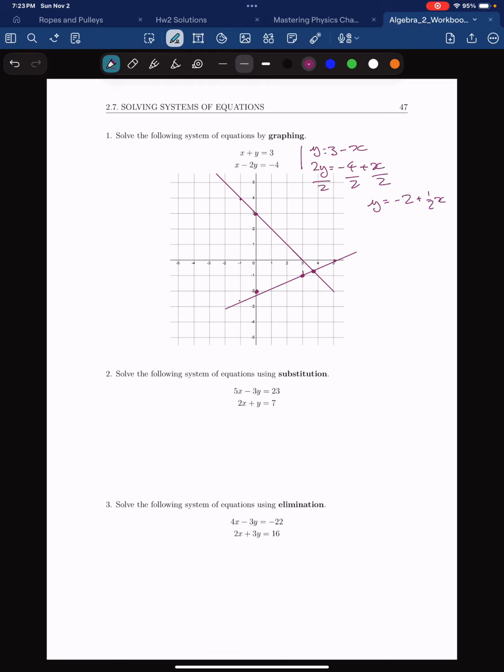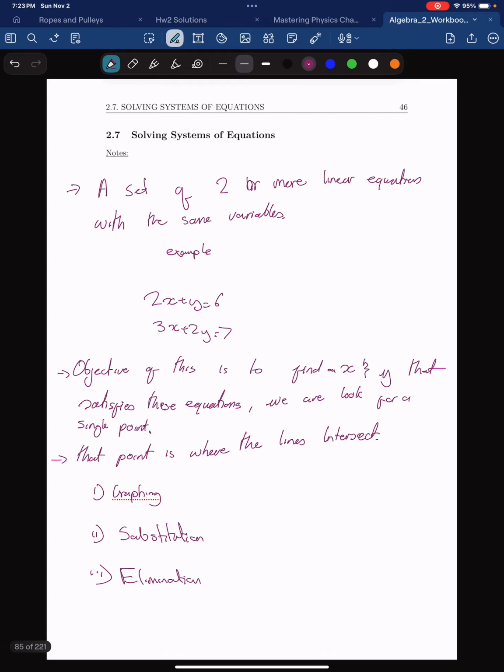Now, substitution. Oh, and by the way, just one more point on this. Doing it in all three ways should give you the same answer.